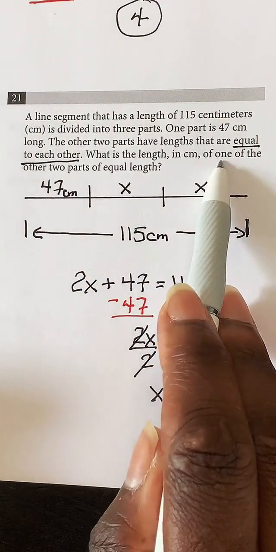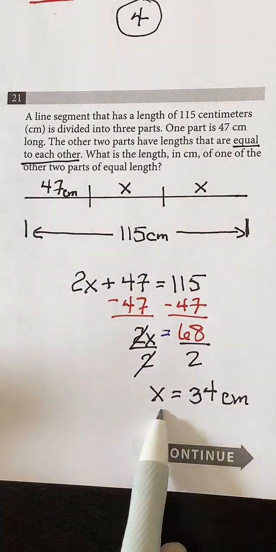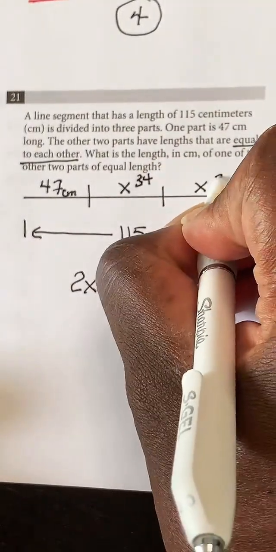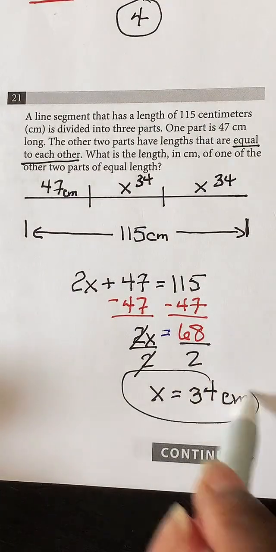Since they only want to know one of the two parts that are equal, this is representing it. That's 34. So we don't have to plug anything in. This is your answer.